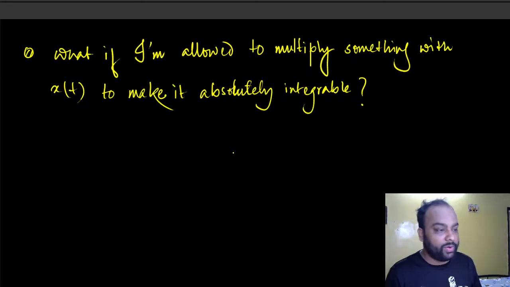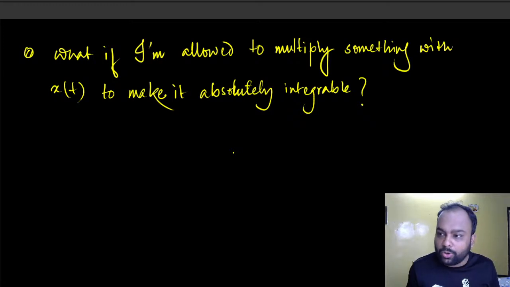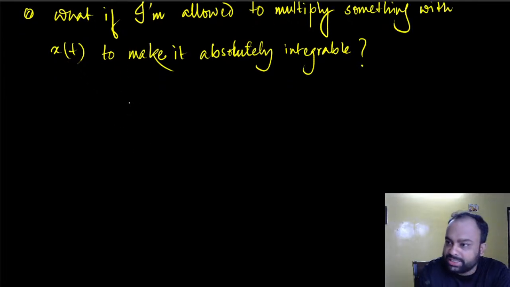All right. So again, let's get back to the question. What if I'm allowed to multiply something with the signal to make it absolutely integrable? Let's consider that very simple example of an exponential signal. What if I'm allowed to multiply something with that to make it absolutely integrable?